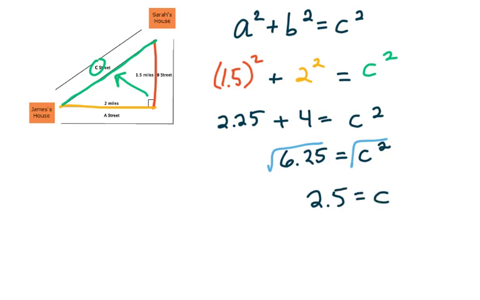Now that doesn't answer the question. The question is, how much shorter is the direct route? So in order to answer that question, I actually need to take the 2 miles, which is the length of A Street, and I need to add the 1.5, that was the length of B. So that gives me 3.5 miles.